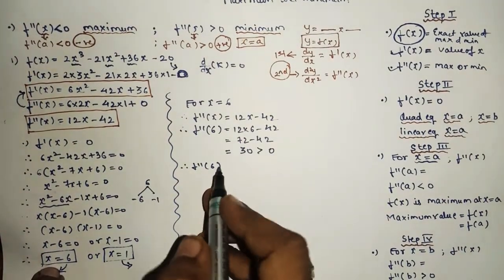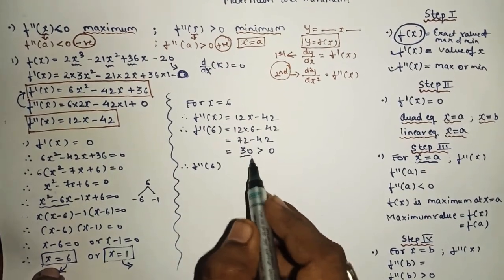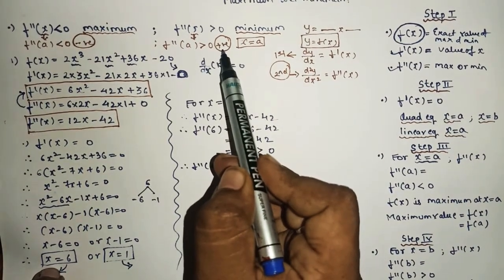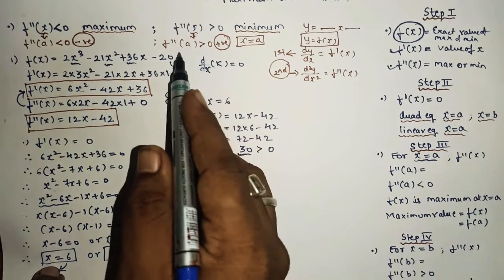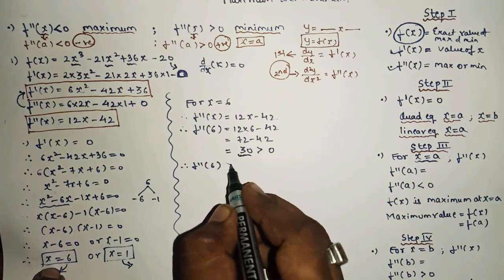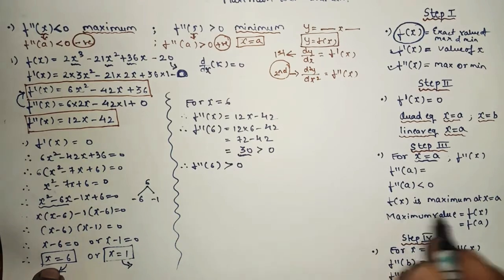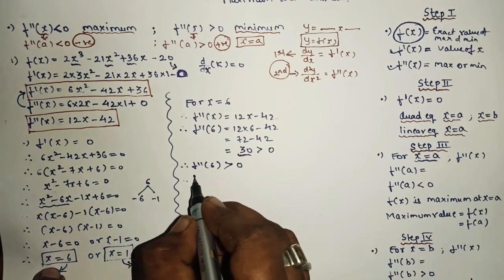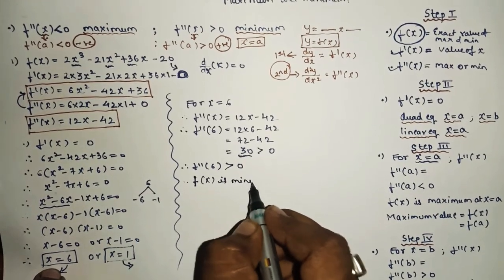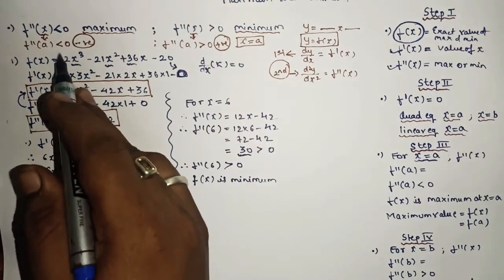Yes or no? So clearly we can see that the second derivative at x equals to 6 we are getting 30, and 30 is a positive number. As I told, if it is positive that means it is greater than 0. So at x equals to 6, clearly we can see that the value we are getting is greater than 0. If the value is greater than 0, straight away we can write that the function, that is f of x, is minimum, because when it is greater than 0 it means minimum, when it is less than 0 it is maximum.